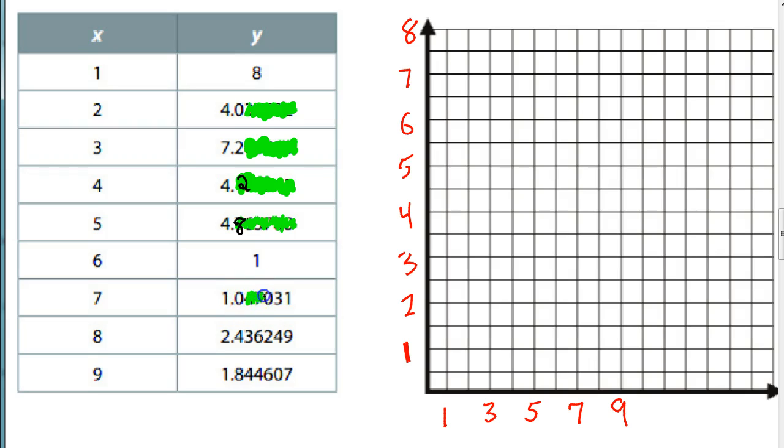.04 can just be 1.0. 2.43 would just be 2.4. So it helps to go through and actually find what's going to be a little bit more helpful here. Okay.